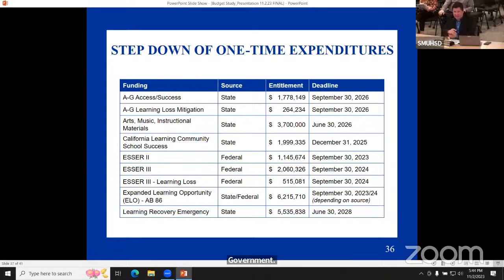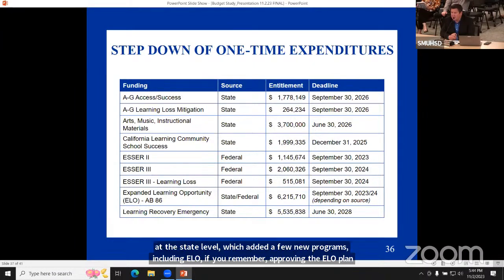As that continued, we went into kind of a second phase, and that was related to the second ESSER funding at the federal level, as well as some surpluses at the state level, which added a few new programs, including ELO, if you remember approving the ELO plan several years ago. And then in the third phase, which was the final federal COVID relief bill, and then these two large instructional materials, arts, music, and instructional materials block grant, as well as the learning recovery emergency block grant.